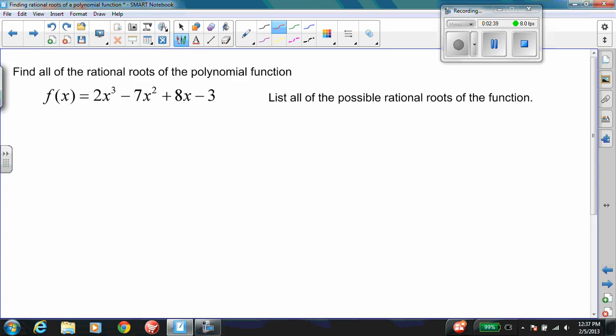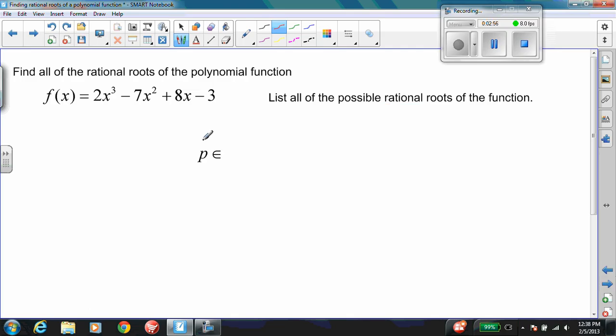So I want to list all the possible rational roots. Now remember, rational means fractions. So this doesn't mean that these are my only real roots. I could have other real roots, but I'm looking for the rational roots, the fractional roots, the numbers that can be written as fractions.